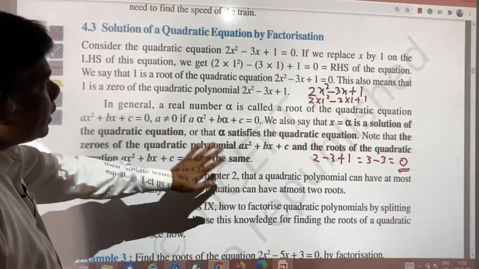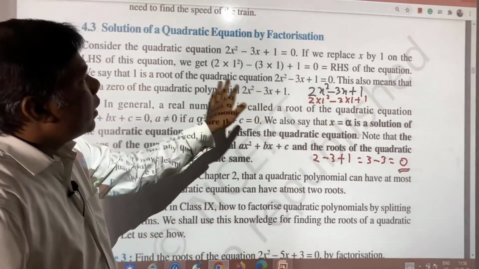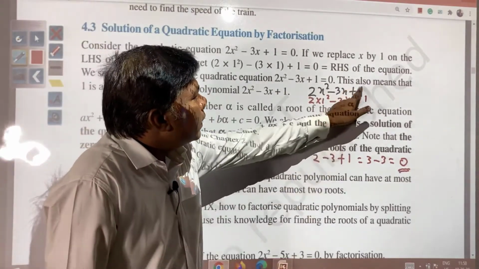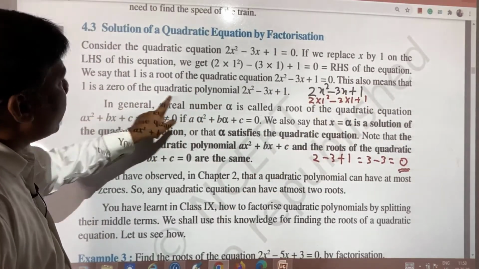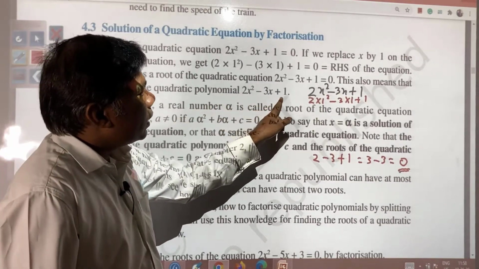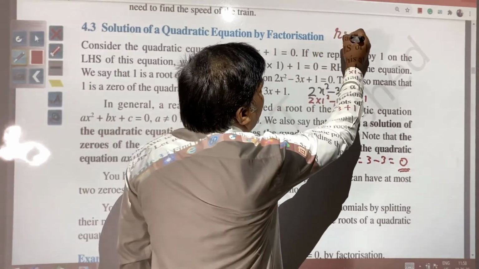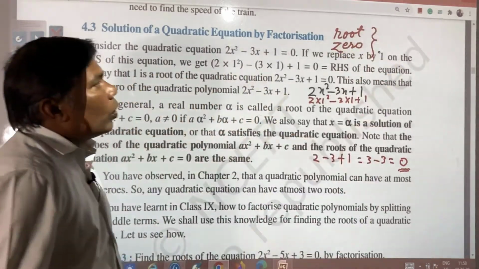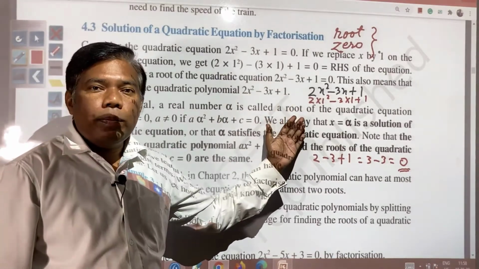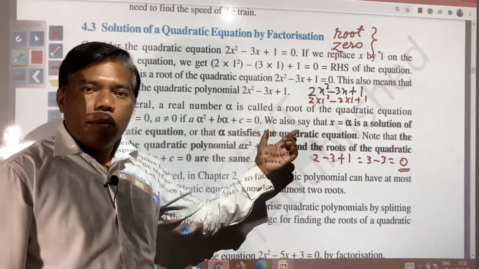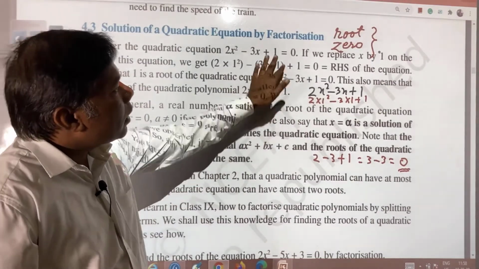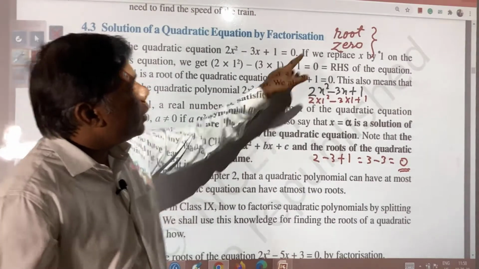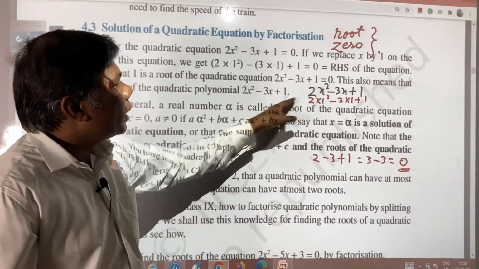We see that in this condition, 1 will be called the 0 of the equation or the root of the quadratic equation. This also means that 1 is a 0 of the quadratic polynomial 2x square minus 3x plus 1. So either you say root or you say 0, both are the same. If x is replaced by some number and you get the value 0, that number will be called the root or 0 of the given polynomial.